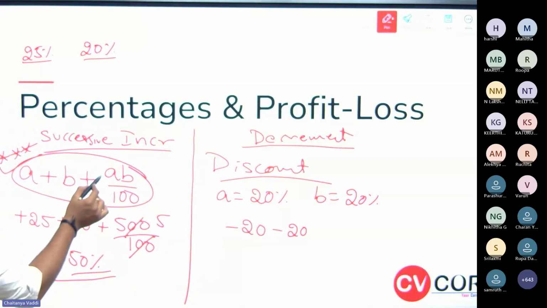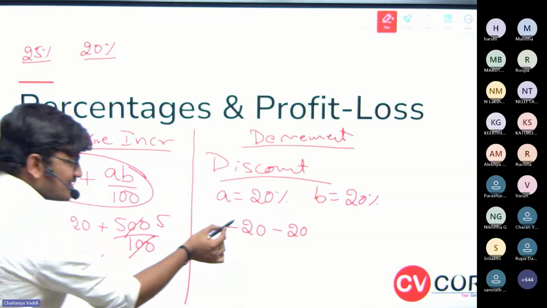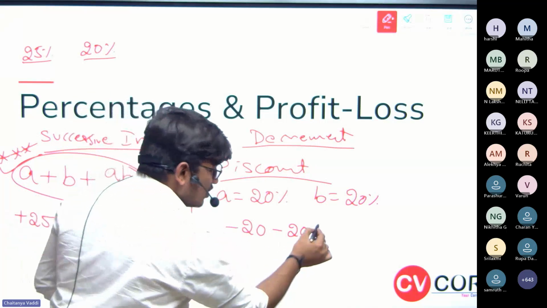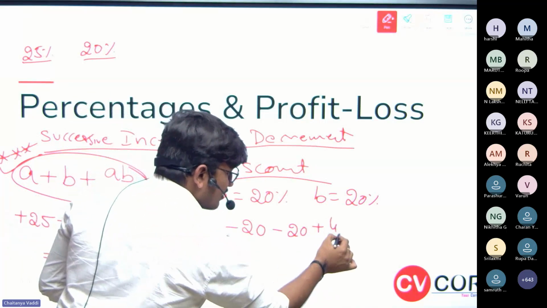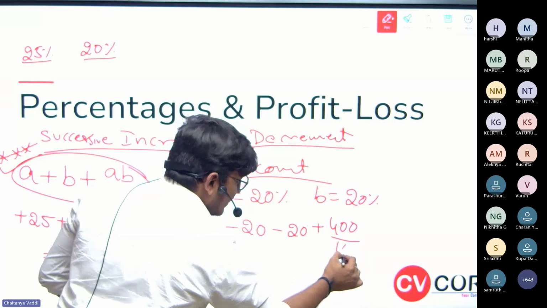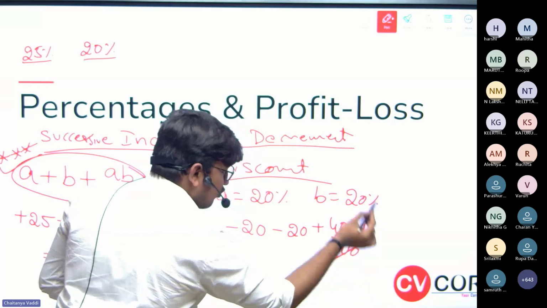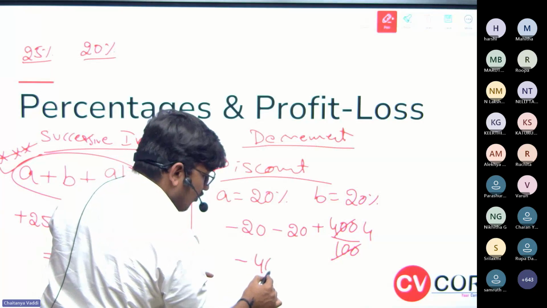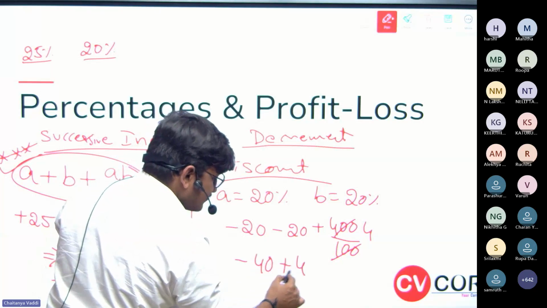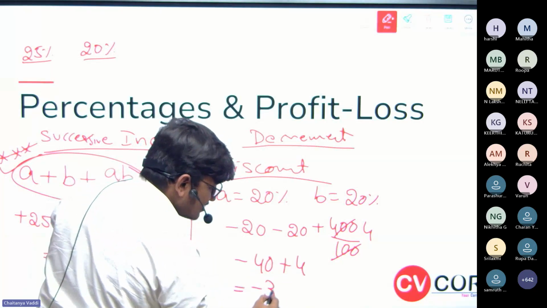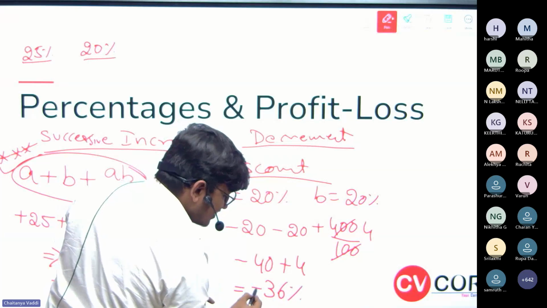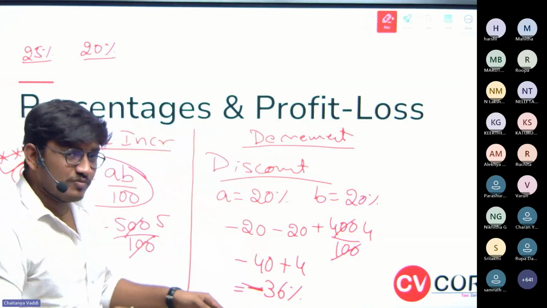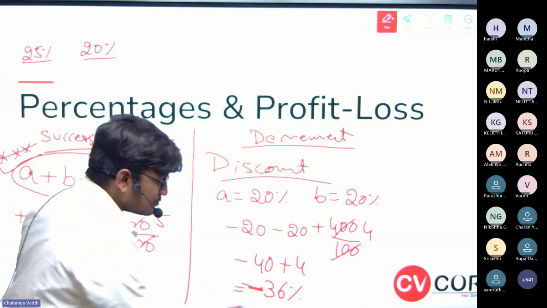Now in the formula, A into B: minus 20 into minus 20. Minus into minus is plus. So plus 20 into 20, 400. 400 by 100 is 4. So minus 20, minus 20, that is minus 40, plus 4, which equals minus 36. The minus indicates you are getting an overall discount. So the final discount you will get is 36%.